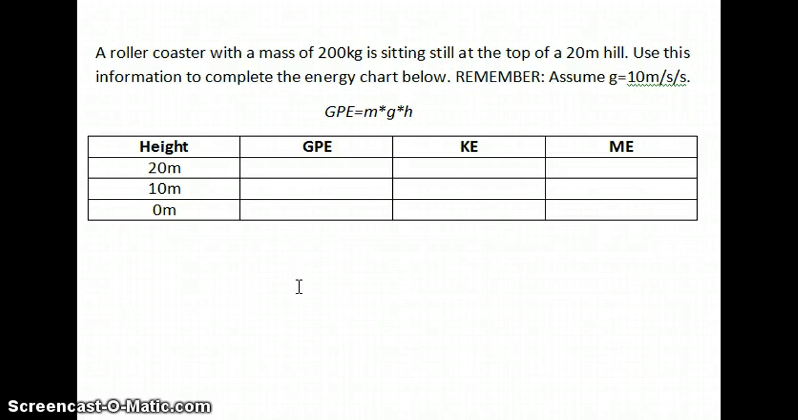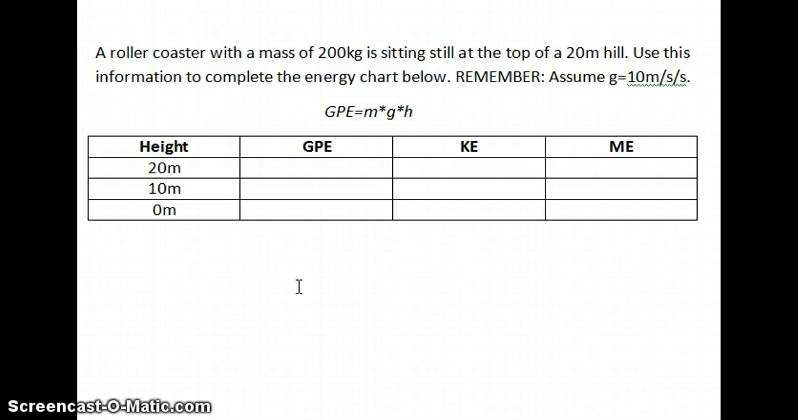Today we are going to learn some tips and tricks to help us populate an energy chart based on a given scenario. We have a roller coaster with a mass of 200 kilograms that is sitting still at the top of a 20-meter hill. We are going to use this information to complete the energy chart that you see below.